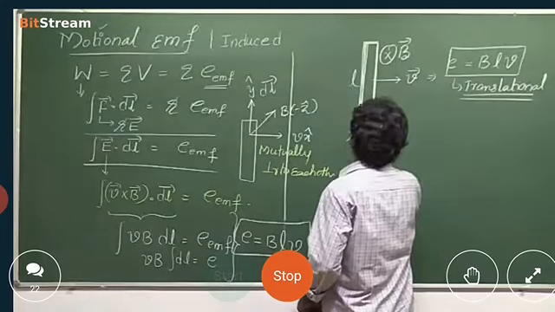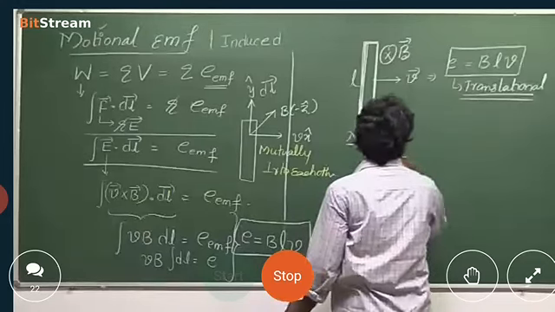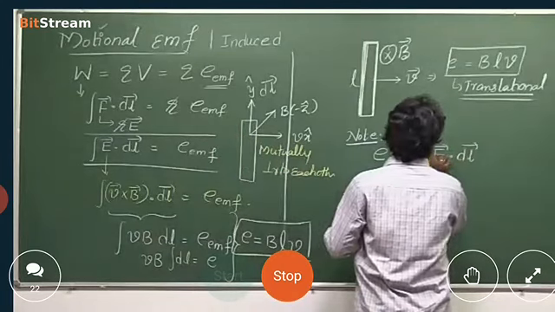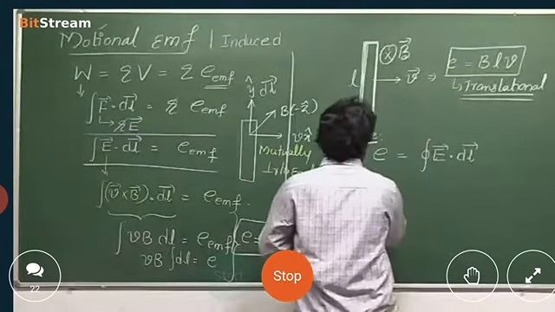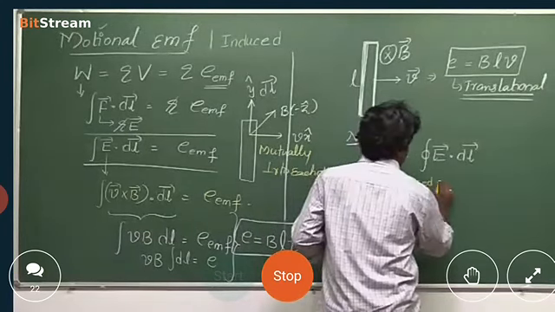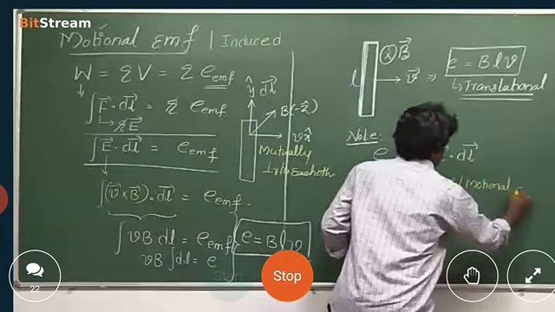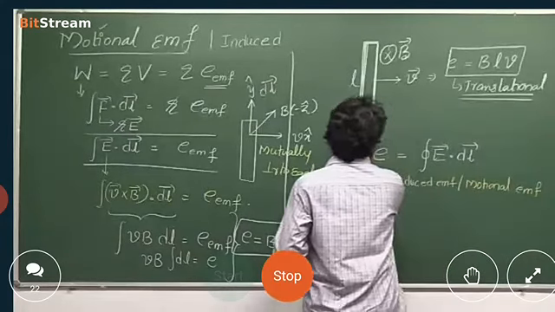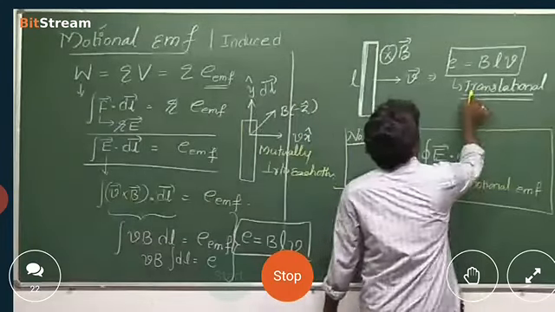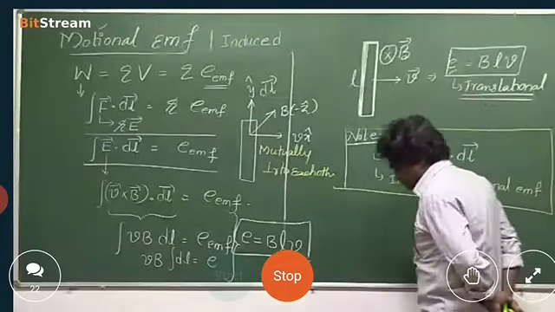And the most important thing you have to remember is this one. Motional EMF is equal to the integral of E bar dot dl bar, and if it is a closed loop, this one. So this is induced EMF or motional EMF, one of the great results of Faraday's law. This is very important. Don't forget. And this is the translational motional EMF, BLV.